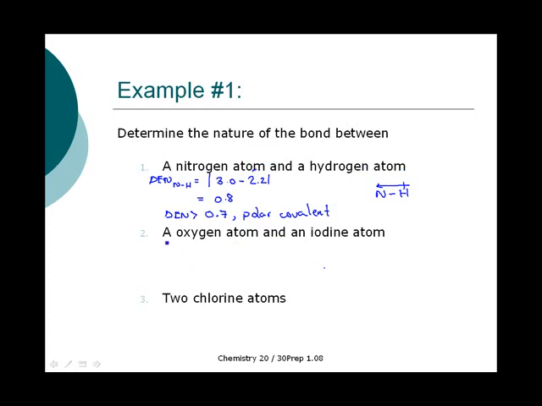Oxygen and iodine. So the difference in electronegativity between oxygen and iodine is equal to the electronegativity of oxygen, 3.4, minus 2.7, and we get a difference of 0.7. So, since it has a difference of about 0.7, this bond is going to be polar covalent.